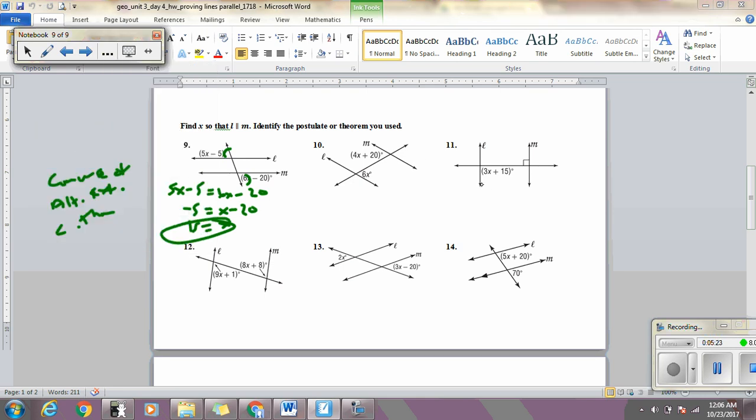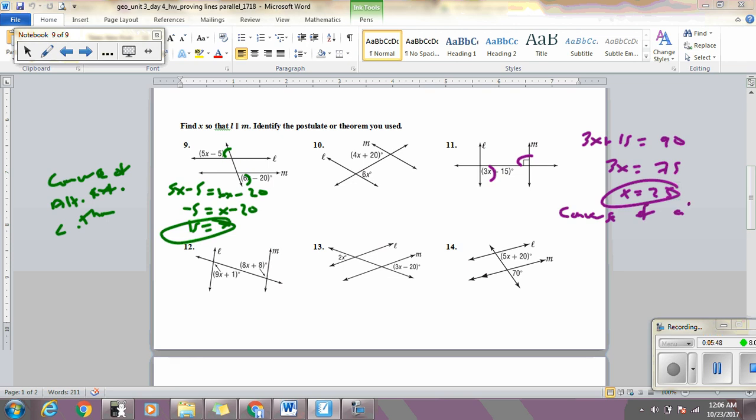For number 11, these two angles are alternate interior angles, which means they're congruent. So 3x plus 15 is equal to 90. Subtract 15, you would have 3x is equal to 75. Divide by 3, so x is equal to 25. So this was the converse of alternate interior angle theorem.